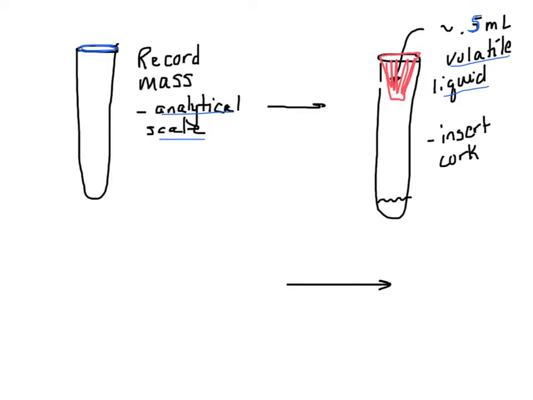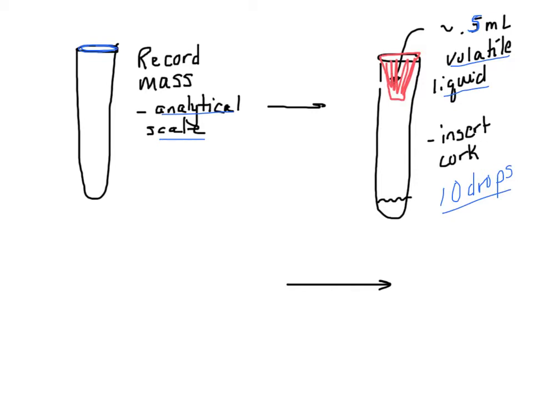Well, how do you measure out half a milliliter? It's pretty easy. Since 1 milliliter is about 20 drops, you're just going to add about 10 drops of the liquid to the bottom of your test tube. Go ahead, insert the cork, and there's no reason to weigh it at this point.